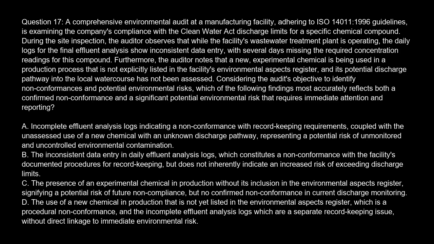Option C. Presence of an experimental chemical in production without its inclusion in the environmental aspects register, signifying a potential risk of future noncompliance, but no confirmed nonconformance in current discharge monitoring. Option D. The use of a new chemical in production that is not yet listed in the environmental aspects register, which is a procedural nonconformance, and the incomplete effluent analysis logs, which are a separate record-keeping issue, without direct linkage to immediate environmental risk.